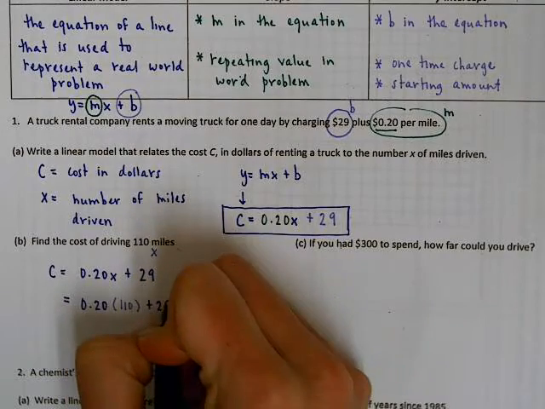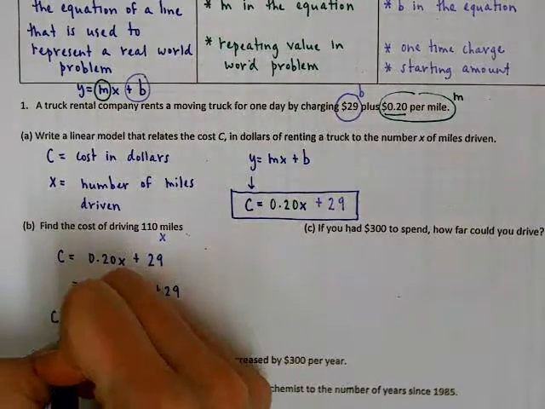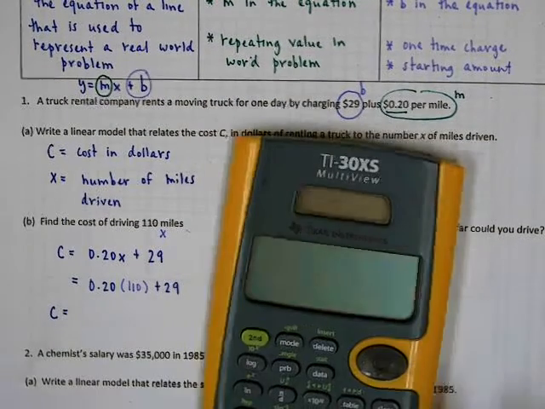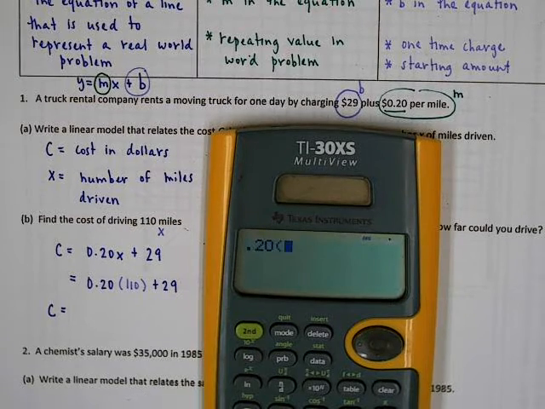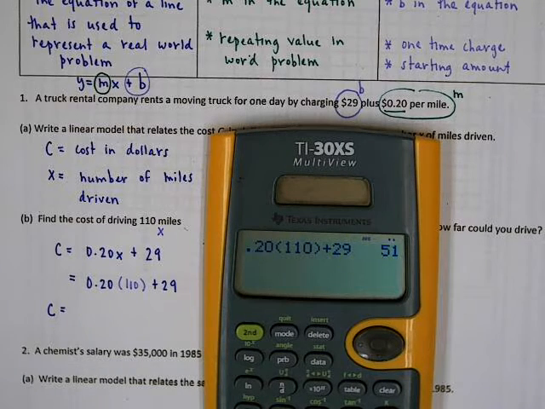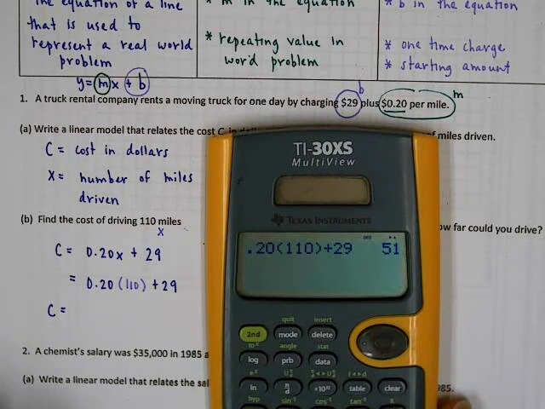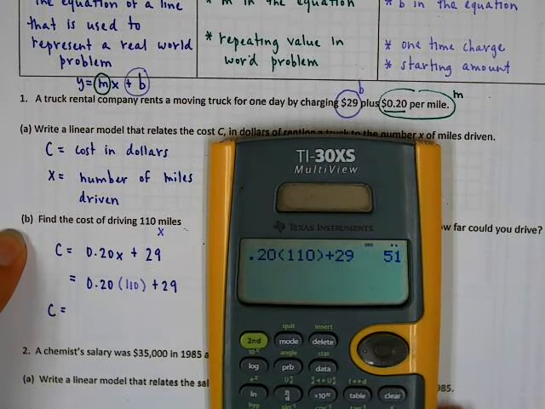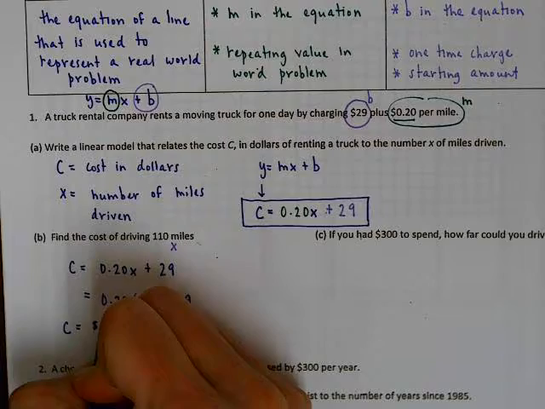plus 29. And I'm just going to use my calculator to figure this out. So if I put this in here, you can see that I'm going to go 0.20 times 110, plus 29, and that's going to give me 51. Now I have to think of what my units are. If this was a total cost in dollars, then my answer should have appropriate units, and the cost is $51.